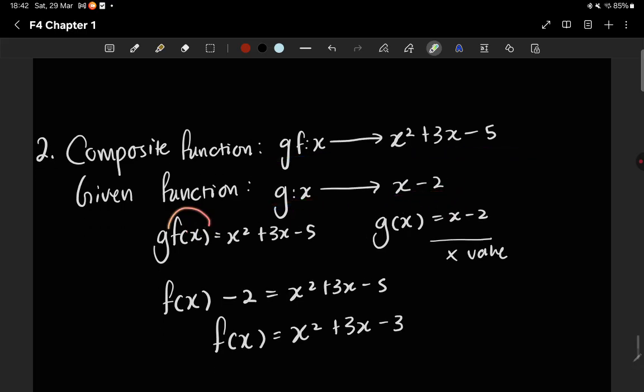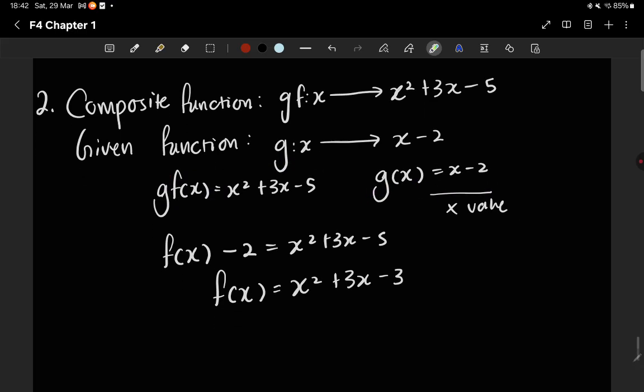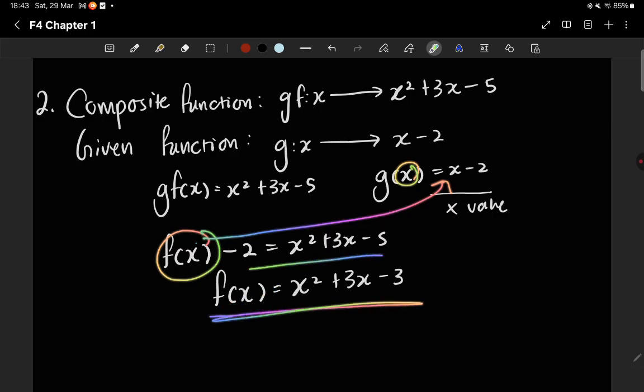So we have to find what is f of x. So you can see f of x is the first function, and we are given the second function. So we know that this f of x acts like the x for g of x. So all we have to do is sub the f of x like the x in g of x and solve it and find for f of x.